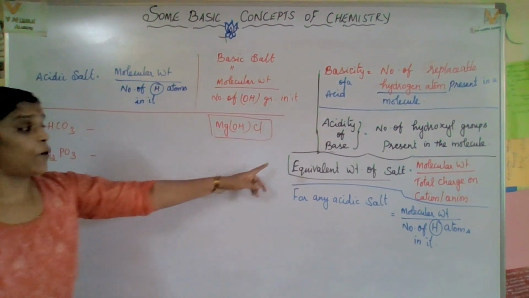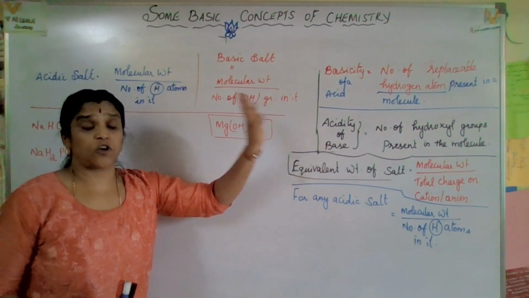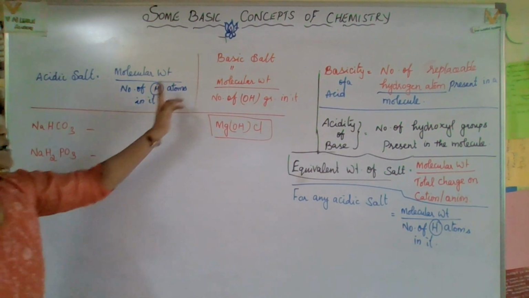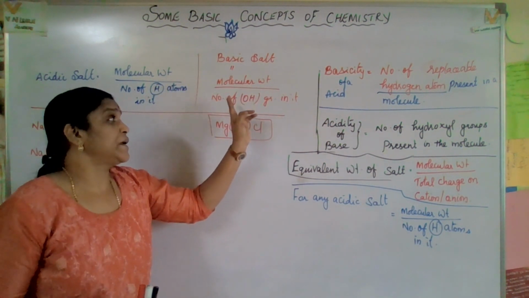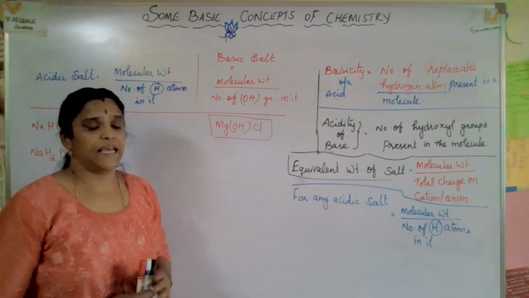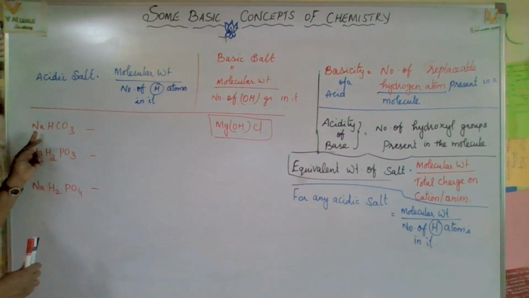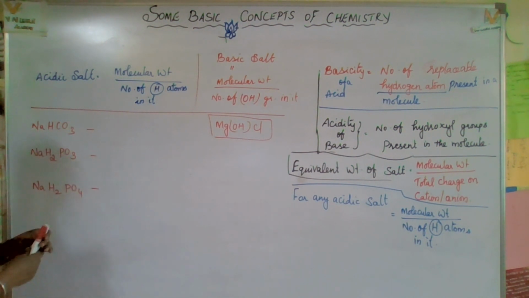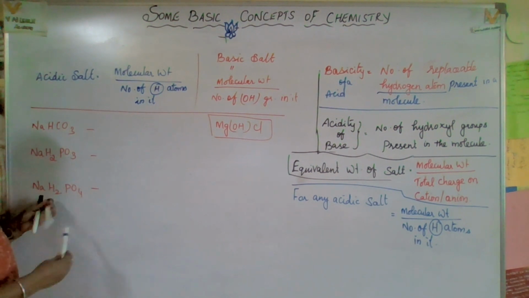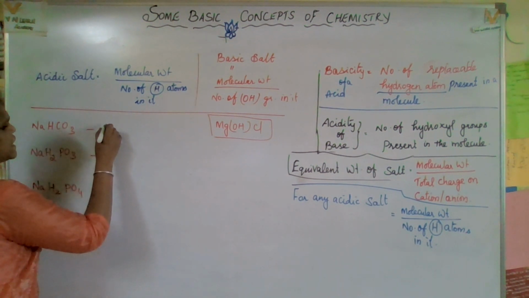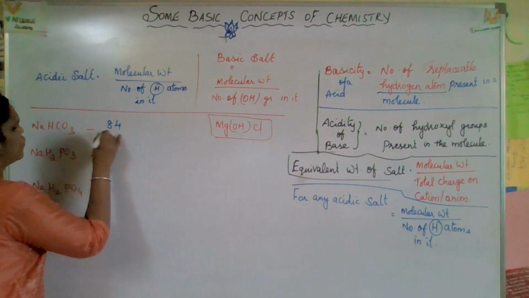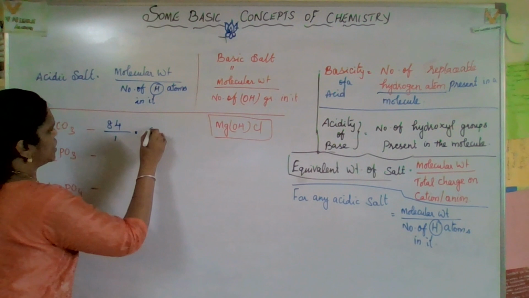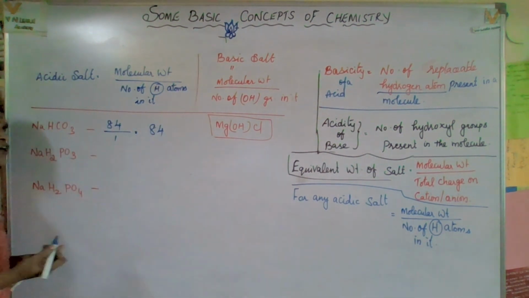Now let us check the equivalent weight of acidic salt and basic salt. Equivalent weight of acidic salt is molecular weight divided by the number of hydrogen atoms present in it. Basic salt is molecular weight divided by the number of OH groups present in it. Yes, here are some examples: NaHCO3, NaH2PO3 and NaH2PO4. Now let us check with molecular weight divided by number of hydrogen atoms. Molecular weight here is 84 divided by number of hydrogen atoms 1. So the equivalent weight of NaHCO3 is 84, and there is no unit.